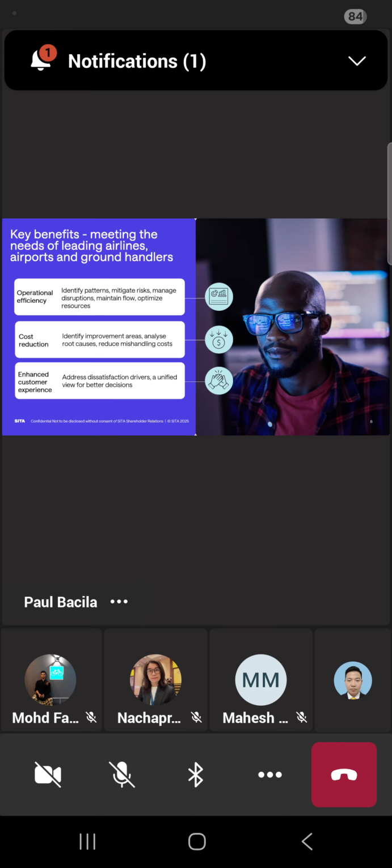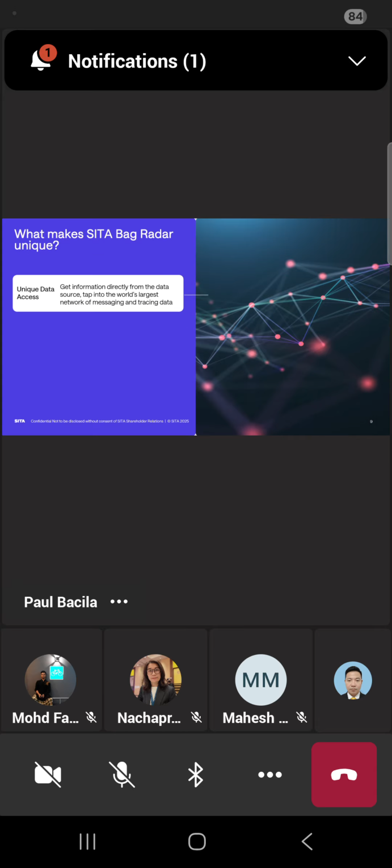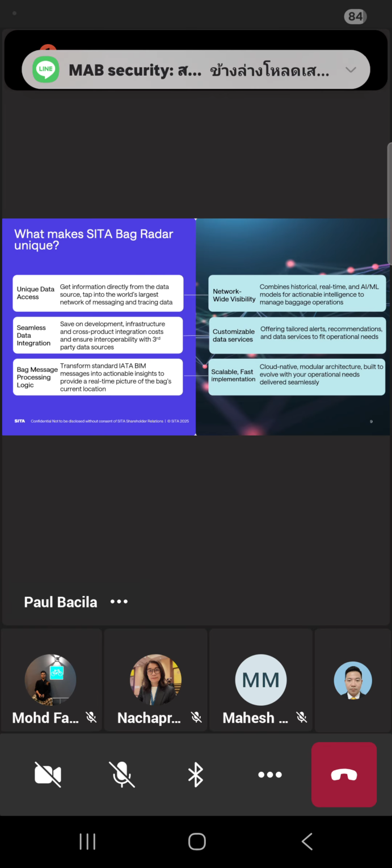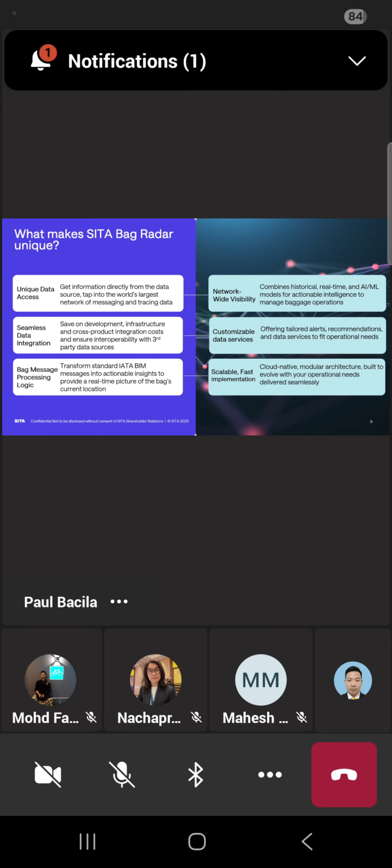If we go to the product, as I mentioned, we have unique data access because we can process data from bag messaging, from World Tracer and other data sources. We ensure seamless integration. With Bag Radar, you'll need a web browser, and you will get your user account. We will create credentials based on the license you subscribe to, and that's it. You don't need any other licenses. You don't need Power BI licenses. You don't need any other infrastructure cost.